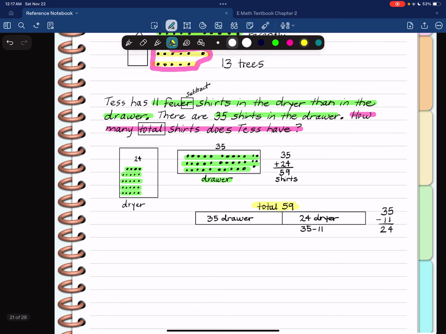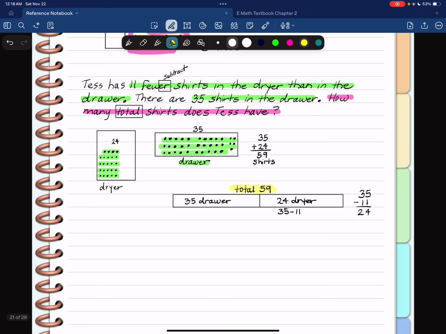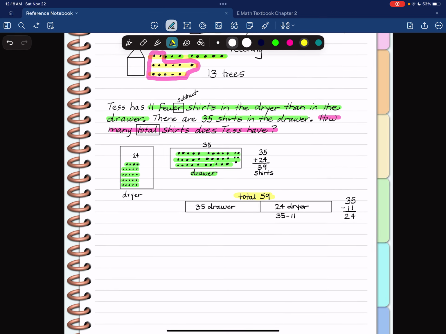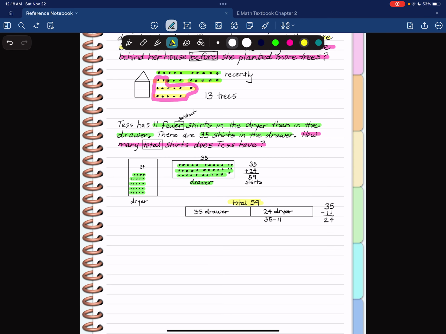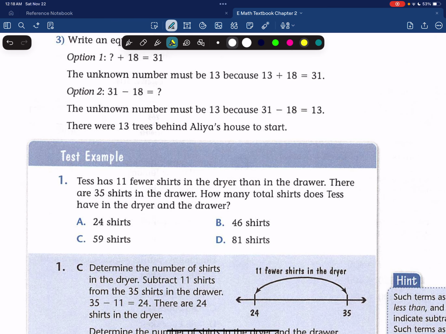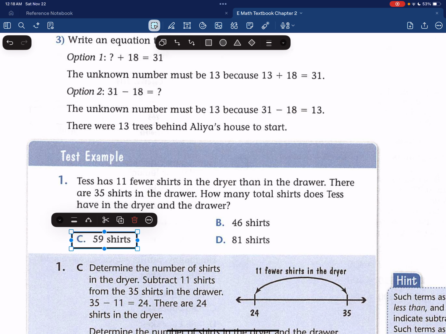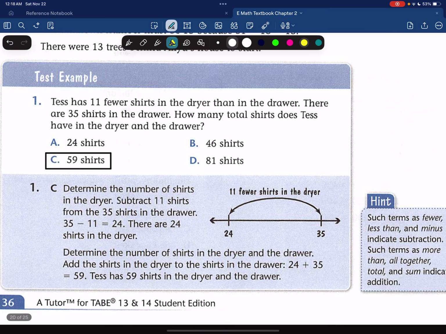So for me on this one, I would prefer the bar model, but you can absolutely draw a dryer and a drawer. Whatever makes sense to you is fine. There is no right or wrong way, but the answer is 59 shirts in total. So to answer this question, I would use C, and let's look at the hint.